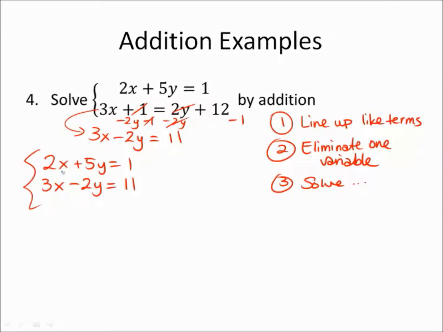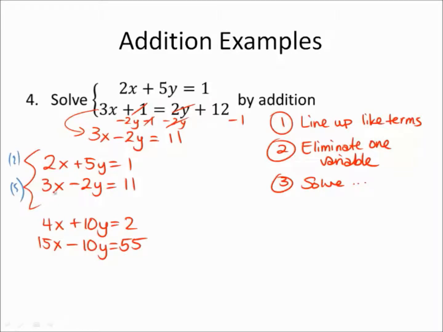We need to multiply one of these equations so that one of our variables disappears. Now, you really could choose either one. Let's choose the y because we already have a negative. So let's multiply. We actually need to multiply both here because the 5 and the 2 can't be made into each other directly. So then the top equation would have to be multiplied by a 2, and the bottom equation would have to be multiplied by a 5. That way, we end up with 4x plus 10y equals 2, and 15x minus 10y equals 55.